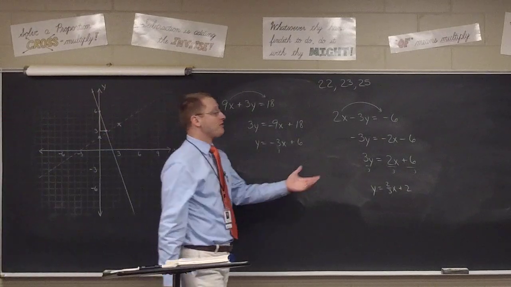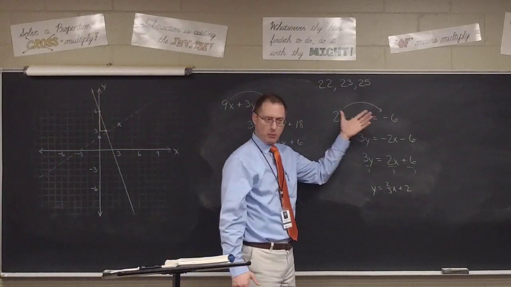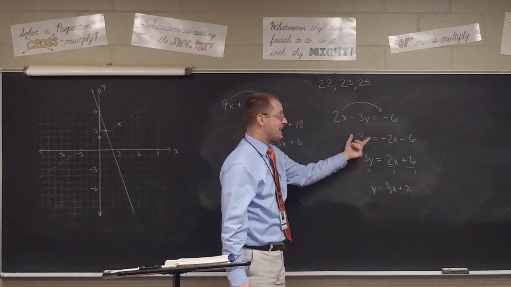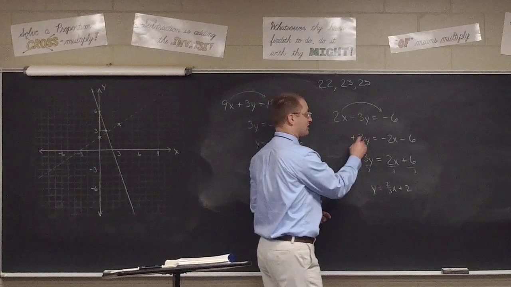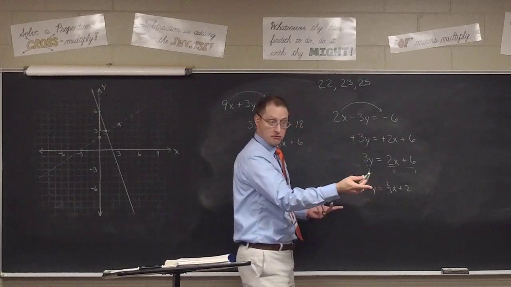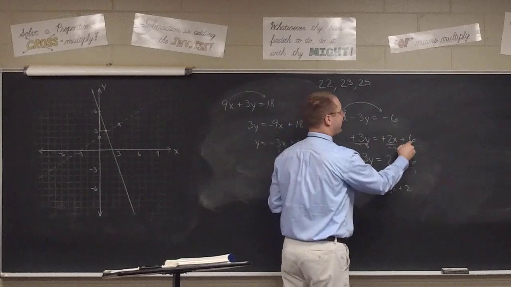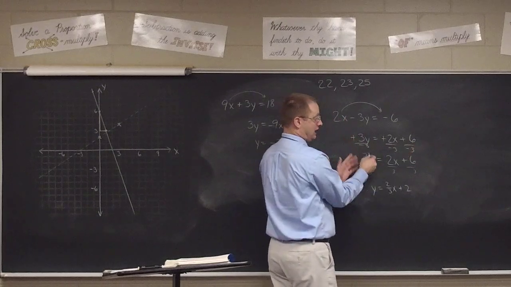The next one, not really an issue here. Now, again, could we have pulled a double switch? Absolutely. But I wanted to show a second time how if you do happen to move it over and you've got this negative y, you can just change all the signs. And then divide by 3. The other option would have been to divide everything by a negative 3, which would have canceled with the negative 3.